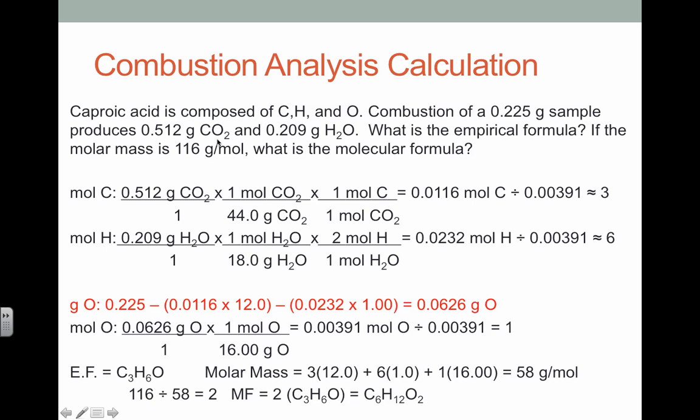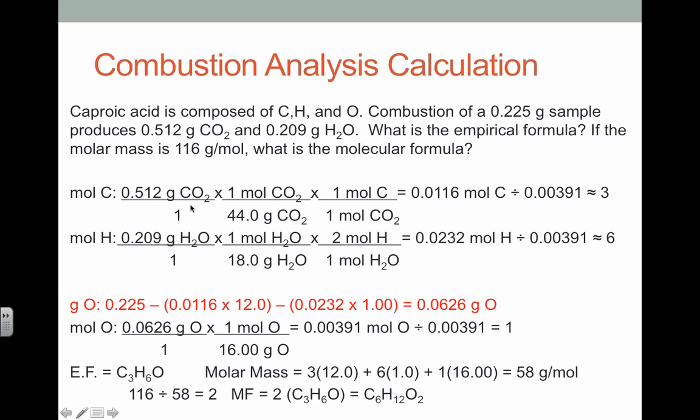So all the carbon in the carbon dioxide has to come from the caproic acid. All of the hydrogen in the water has to also come from the caproic acid. However, there are two sources of oxygen. There is oxygen from the caproic acid, and there's also oxygen from the air. So that's what we're going to do with subtraction. If we figure out how much carbon and hydrogen there is, we can subtract from the original sample to figure out how much oxygen there is.